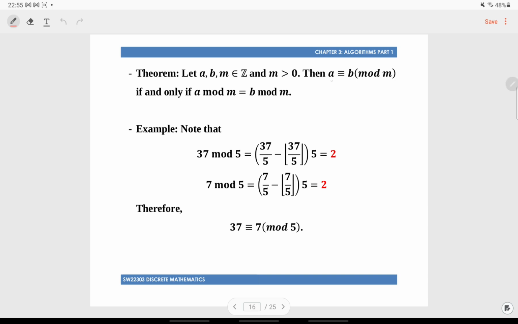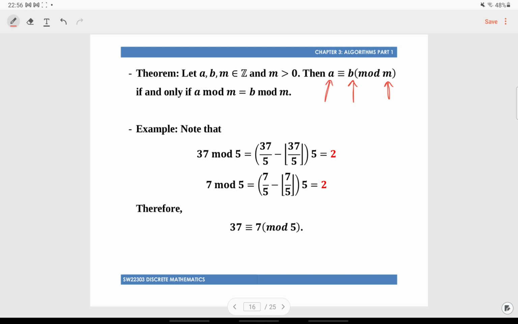Okay, because this one is the dividend, this one is the remainder, this one is the divisor. Again, a is congruent to b mod m if and only if a mod m is equal to b. That means when we divide a by m, the remainder is equal to b. Okay, so we consider the following example.